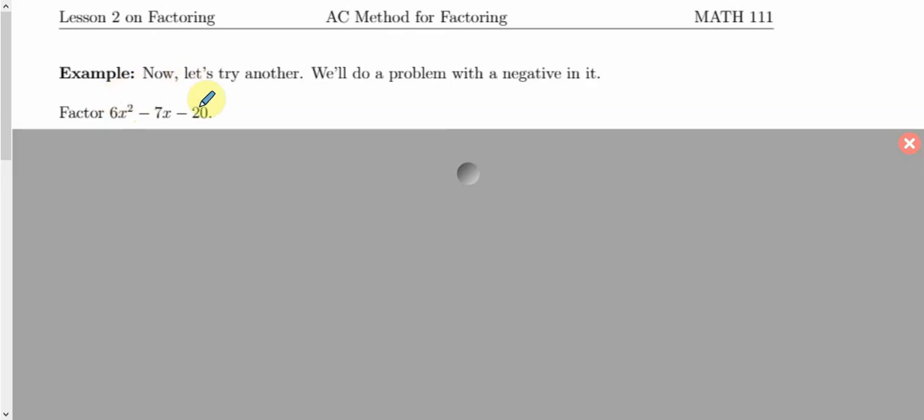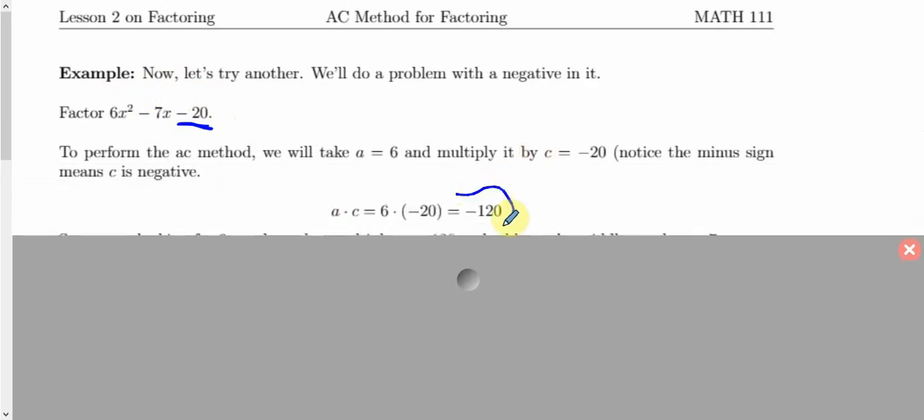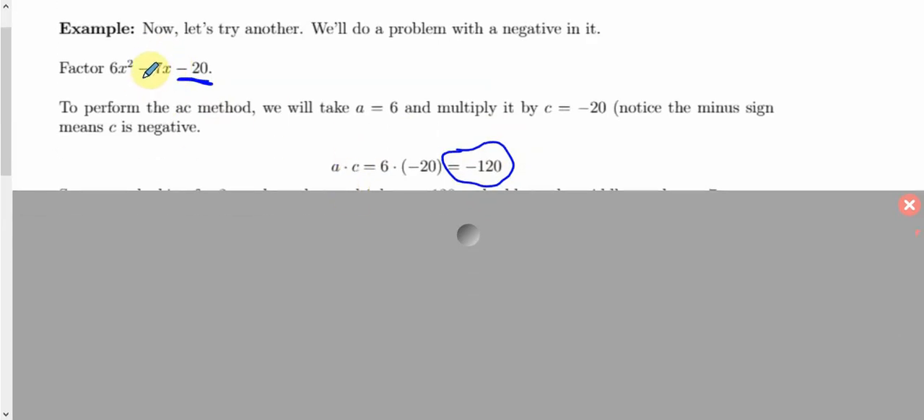A times C, so 6 times, now whenever there's minus signs involved, let's go ahead and attach those to the number. So think of this as more like negative 20 or plus negative 20. So 6 times negative 20 is negative 120. So the AC method tells me I'm looking for two numbers that multiply to negative 120 and add to negative 7, that middle term.